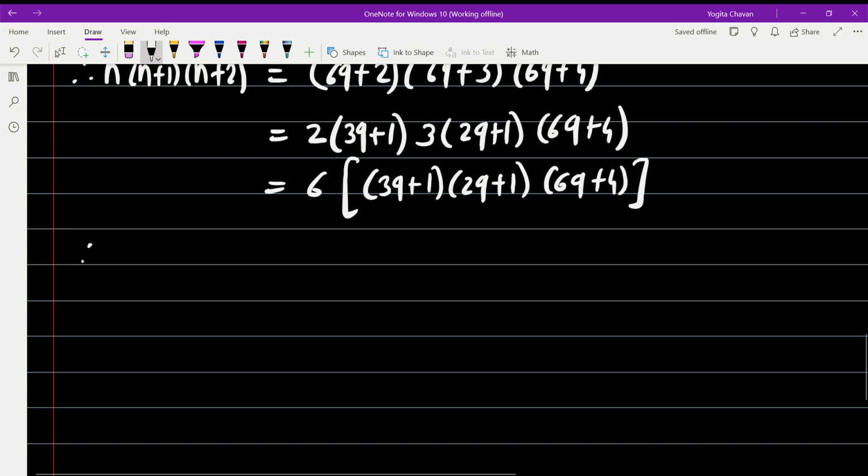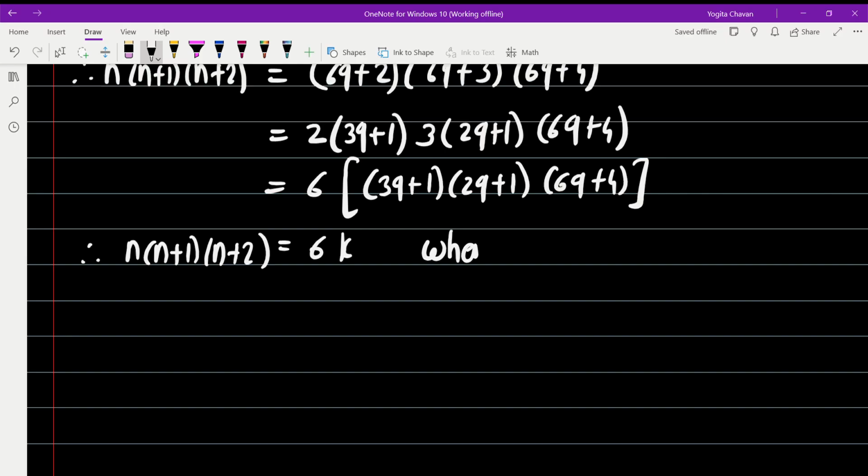Therefore, now n into n plus 1 into n plus 2, this product is equal to again 6 into k, and where again the value of k is equal to this product. Therefore 6 divides n into n plus 1 into n plus 2. Okay, so case number 3 is done. Now case number 4.